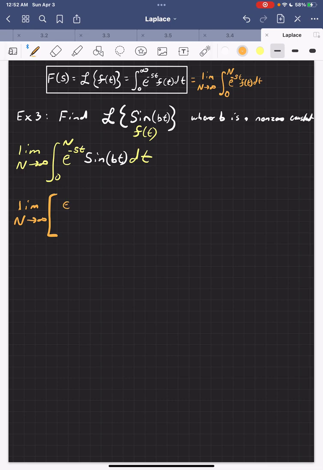So the integral would be e to the negative st over s squared plus b squared, multiplied by negative s sine of angle bt minus b cosine of angle bt. And we would be going from 0 to n.